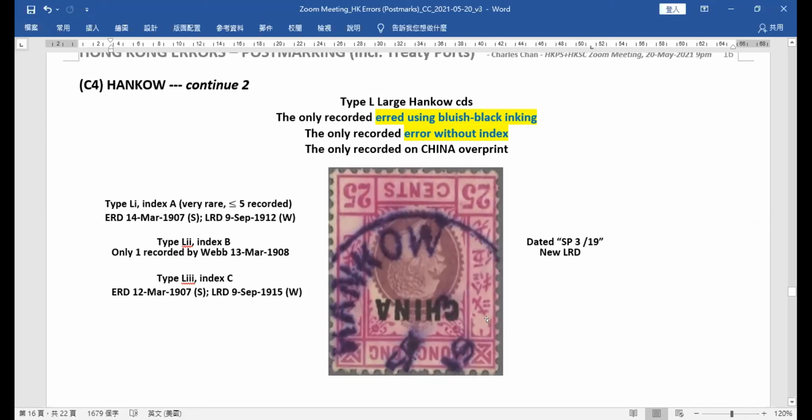Channel for pin. Rarely used in 19. Compare with the index C, latest record date, September 15. This one is September 3rd, 19. 4 years later. Channel for pin. Then I go next, if no question.